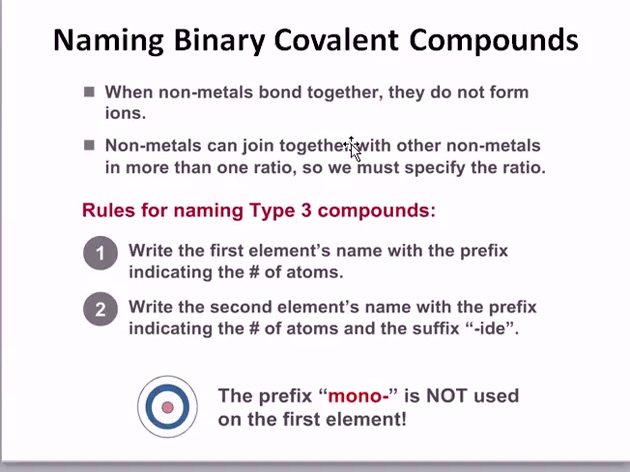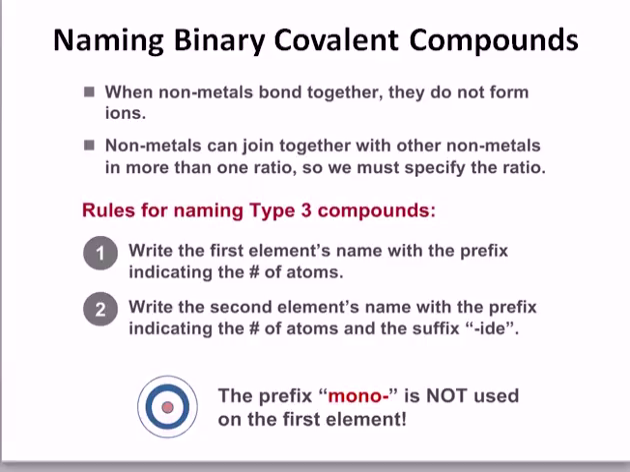Now, what are the rules? Obviously the one thing is when we're talking about binary covalent, it's not an ionic bond, it's a covalent bond, and it's nonmetals to nonmetals. So with terms of naming in these type of compounds, you just write the first element's name with the prefix indicating the number of atoms. Obviously in the case of 1, you don't have a prefix. And then you write the second element's name with the prefix indicating the number of atoms and then the suffix "-ide". And this is the rule here. The prefix mono is not used on the first element. So that, in a nutshell, is the nomenclature.